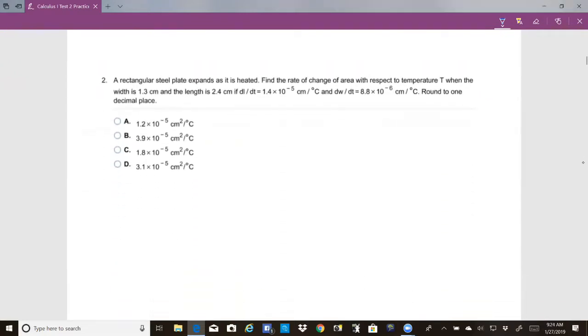Number two, we have a rectangular steel plate which expands as it's heated. And we want to find the rate of change of the area with respect to the temperature T when the width is 1.3 centimeters and the length is 2.4 centimeters. If dL/dT is 1.4 times 10 to the minus 5, and dW/dT is minus 8.8 times 10 to the minus 6, round to the one decimal place.